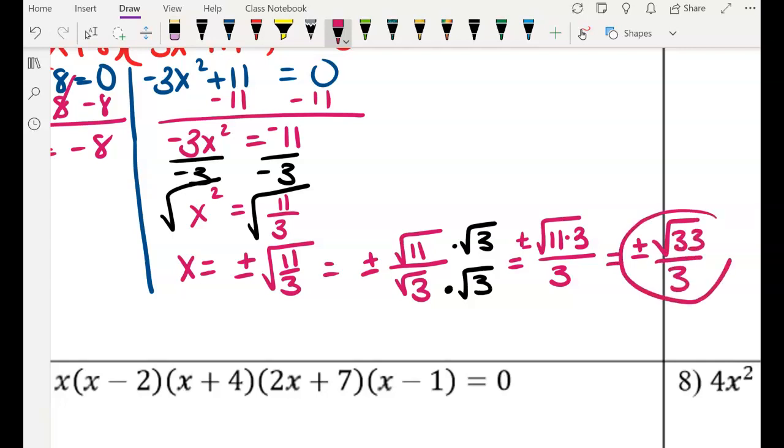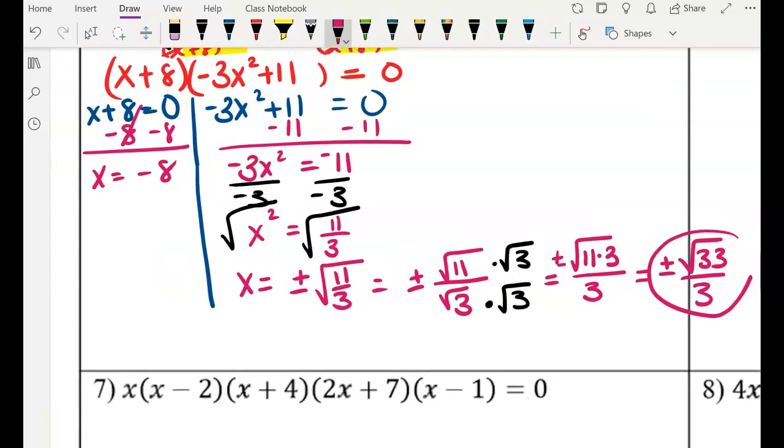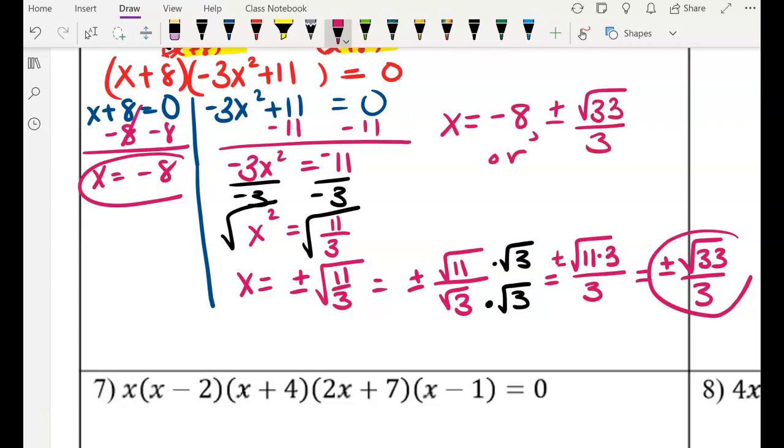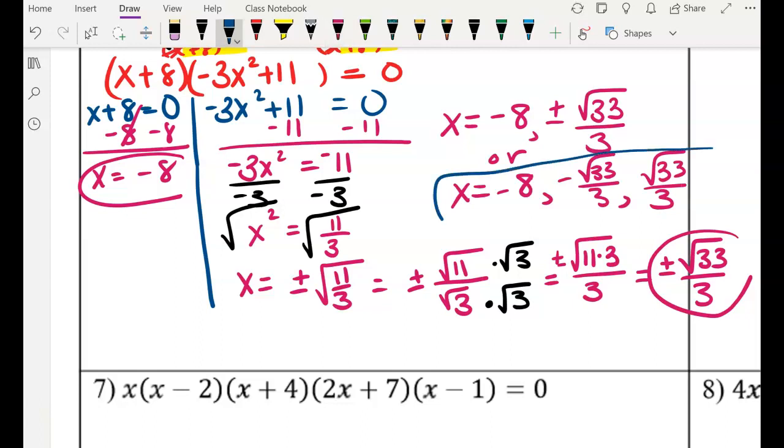So two answers and one answer. Let's put it together. X is -8, comma, plus or minus square root of 33 all over 3. Now you can even write it like this. X equals -8, comma, negative rad 33 over 3, comma, positive rad 33 all over 3. Either one, it's okay because they represent the same exact set of answers, okay?